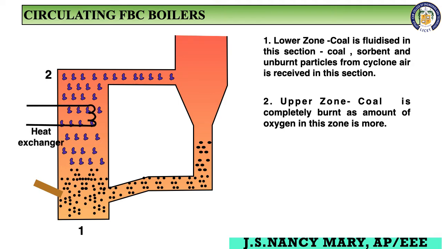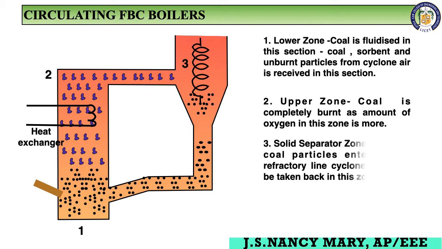Now we have the third zone, the circulated solid separation zone. The unburnt coal from the second zone is separated here and given back to the first zone. The steam is given to the turbine through the upper way. So this is the circulating FBC boiler. The video which we have seen is the circulating FBC boiler. The next one is the atmospheric FBC boiler.